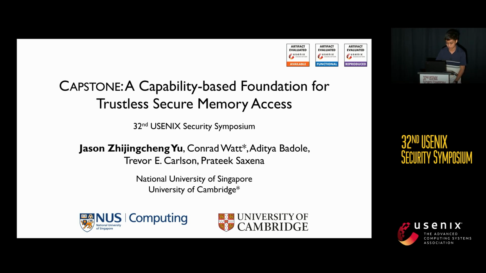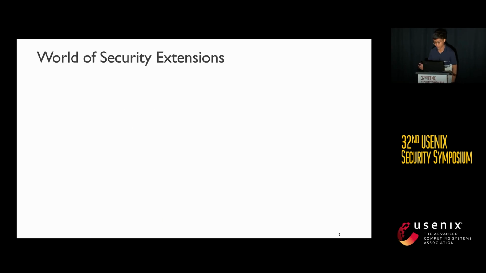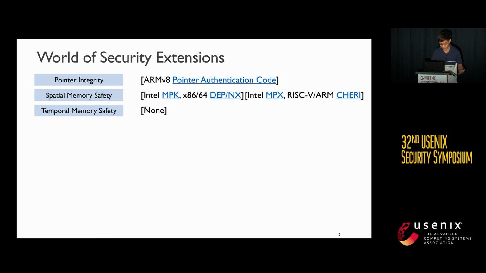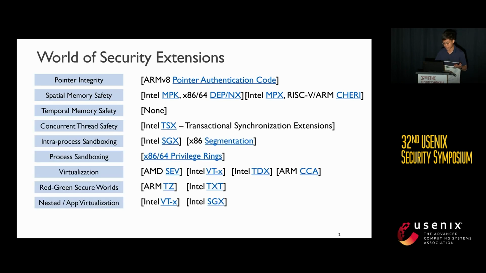Today, I'm going to talk about Capstone, which is a joint work with my colleagues from both the US and University of Cambridge. Traditional computer architectures rely on a large number of security extensions for achieving security goals. For example, there are extensions for memory safety, thread safety, sandboxing, as well as virtualization.